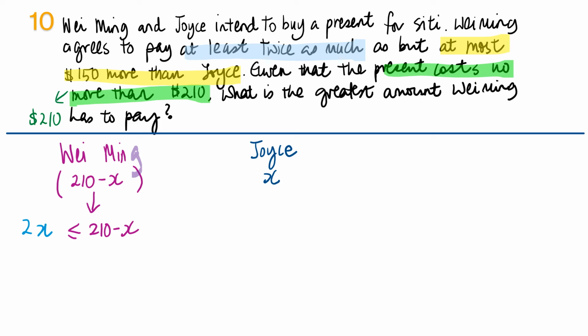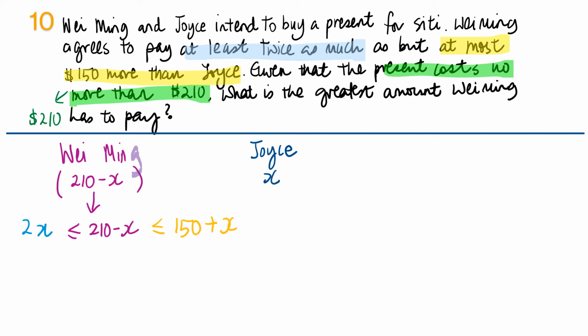So Wei Ming says that, okay, I can only pay at most, whatever Joyce is paying, I can only pay at most 150 more. That's all. So Joyce pays X, and if it's 150 more, it means X plus 150. But he's not going to pay more than that, which means the maximum he's going to pay will be just 150 plus X. So we can form a second inequality, okay?